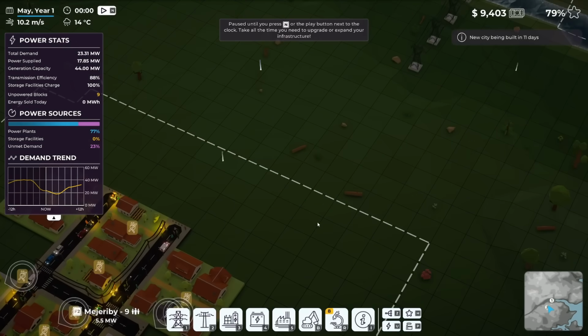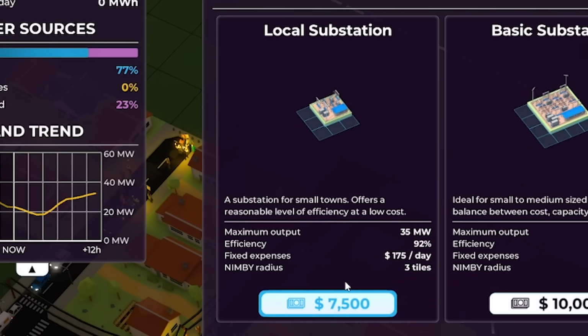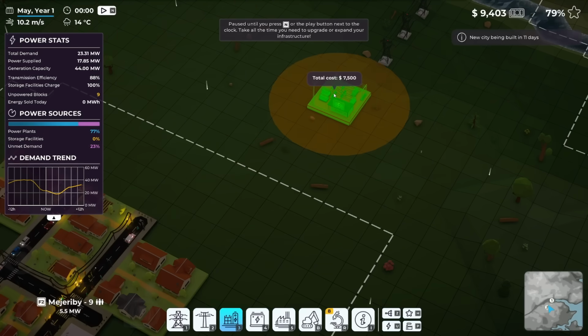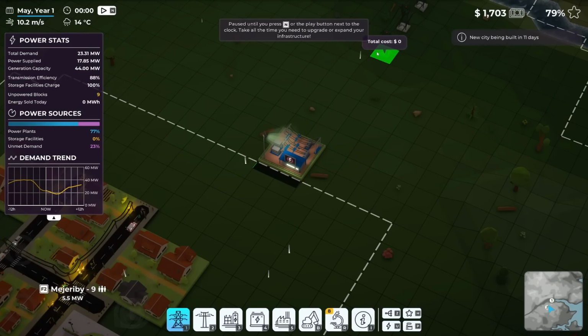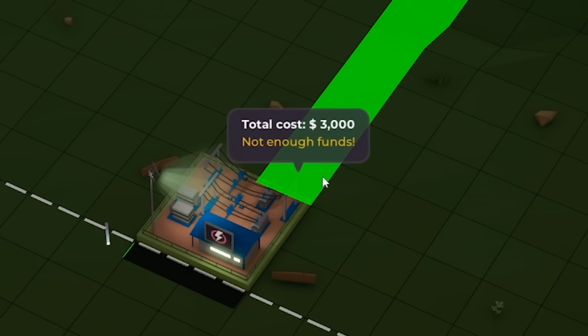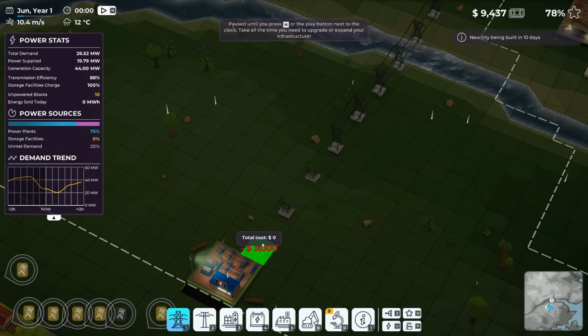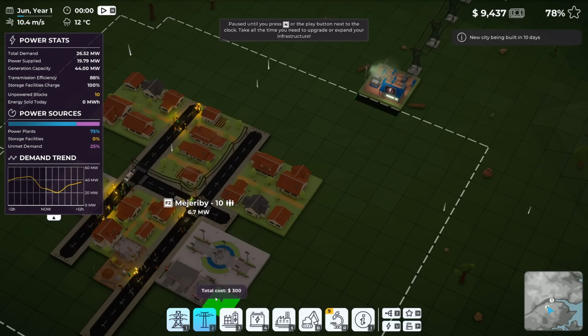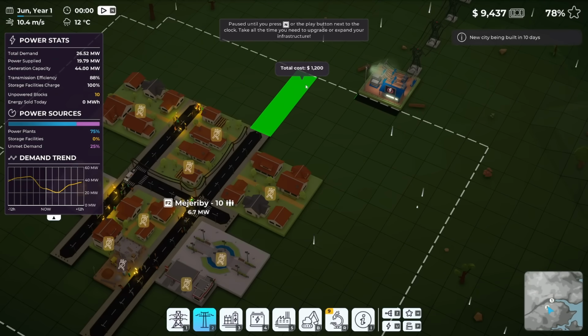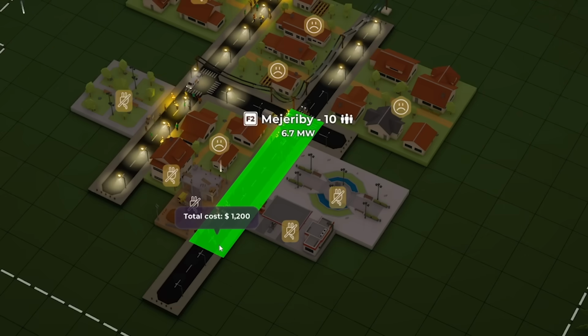Unfortunately, not enough. Although I could put a local substation in. Yeah, I'm going to do that. Local substation. We'll plonk it there. Can we afford to connect these? 3 grand. Not enough funds. Oops. But we made 10 grand. So we can now afford to build that. So that goes in there. The local power lines go along there, down that road as well.